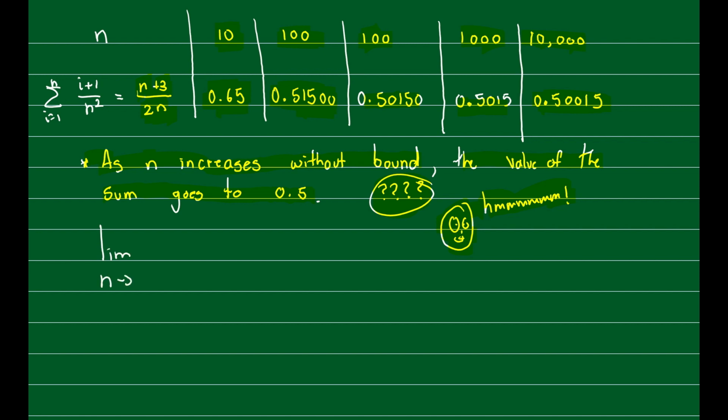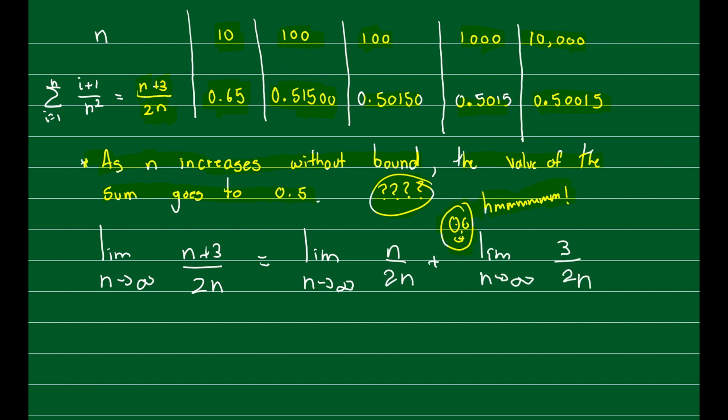as n goes to infinity of our function, n plus 3 over 2n. Remember, our first intuition should be to substitute the value, and in this case we get infinity over infinity, which is an indeterminate form, which means we have to do some algebraic manipulation. This becomes the limit as n goes to infinity of n over 2n plus the limit as n goes to infinity of 3 over 2n. Well, this simplifies nicely to the limit as n goes to infinity of 1 over 2 plus the limit as n goes to infinity of 3 over 2n.